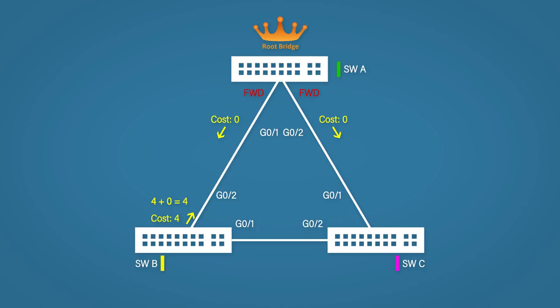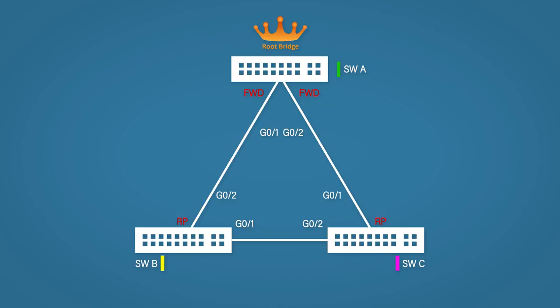Switch C also comes to this conclusion. Now they both know they have a root cost of 4. They then send this to each other. Again, they do some quick math. 4 plus 4 equals 8. This means they now have one port with the cost of 4 and another with the cost of 8. The root port is based on the lowest cost. So in this case, they both choose the port with the cost of 4. So in this case, everything has worked out fine.